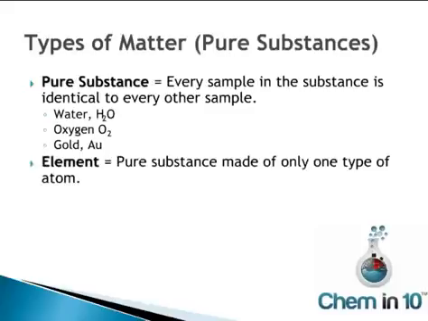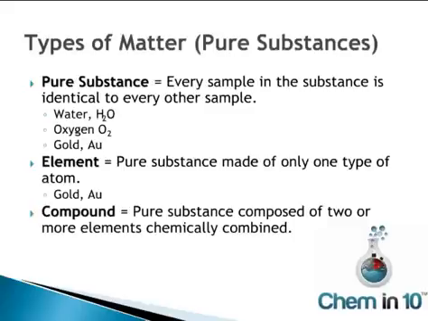An element is a pure substance made of only one type of atom. Gold is only made of one type of atom, the gold atom. A compound, on the other hand, is a pure substance composed of two or more elements chemically combined. For example, water is a compound made up of hydrogen and oxygen atoms combined in a 2:1 ratio.